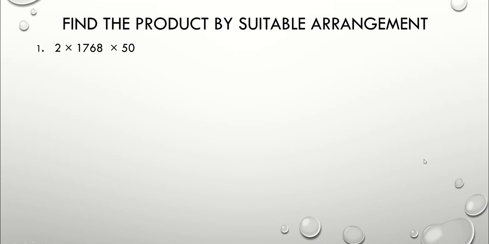Now in this question you have to find the product by suitable arrangement. What do you mean by product? Yes, multiplication. The question is 2 multiplied by 1768 multiplied by 50. Same method I will apply. I will club only those numbers which will give more zeros at the end. As you multiply 50 with 2, you will get 100. So I have two zeros at the end. So I will prefer that.